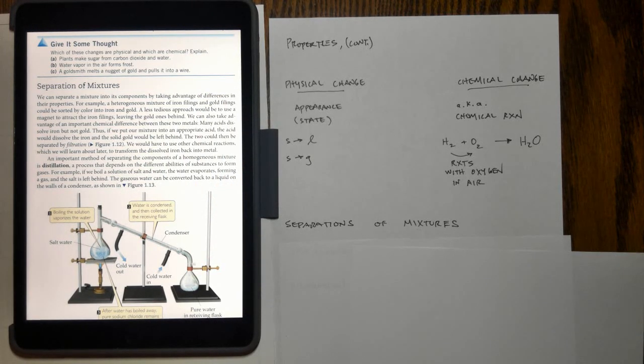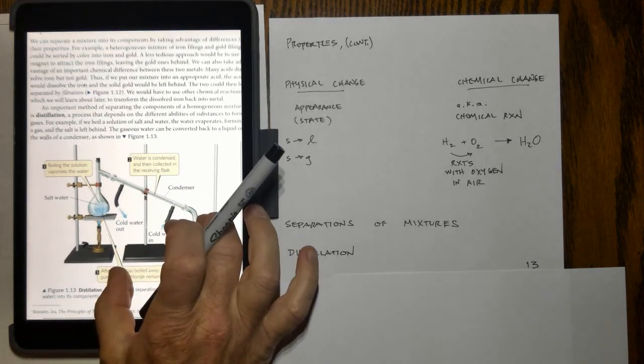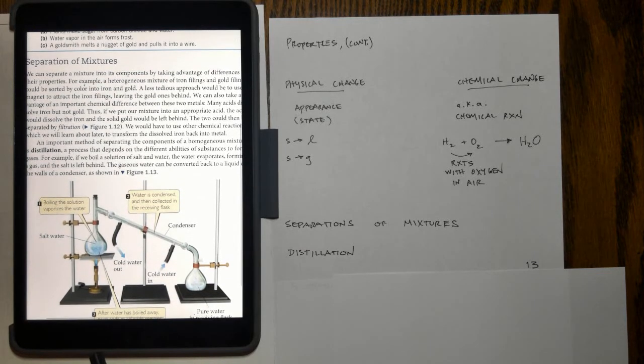Lastly, in this section, the text talks about the separating of various mixtures. One technique used to separate mixtures is called distillation. Distillation is a process that depends on the different abilities of substances to form gases. For example, this setup in a picture of your textbook is a distillation apparatus. And so we have a substance in here, a solution actually, of salt and water. And of course, water will change to a gas at a much lower temperature than salt will. And so you can change the water to gas by heating it up.